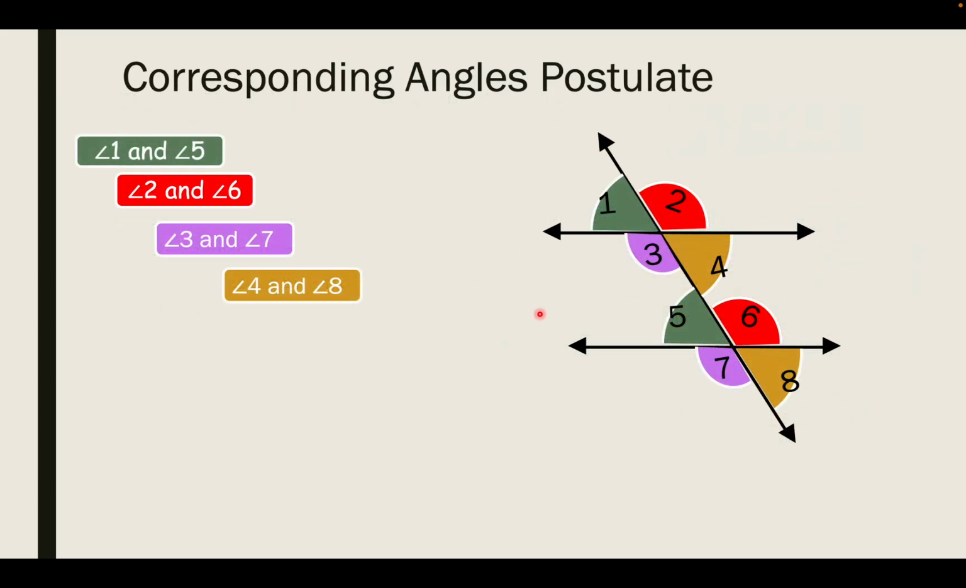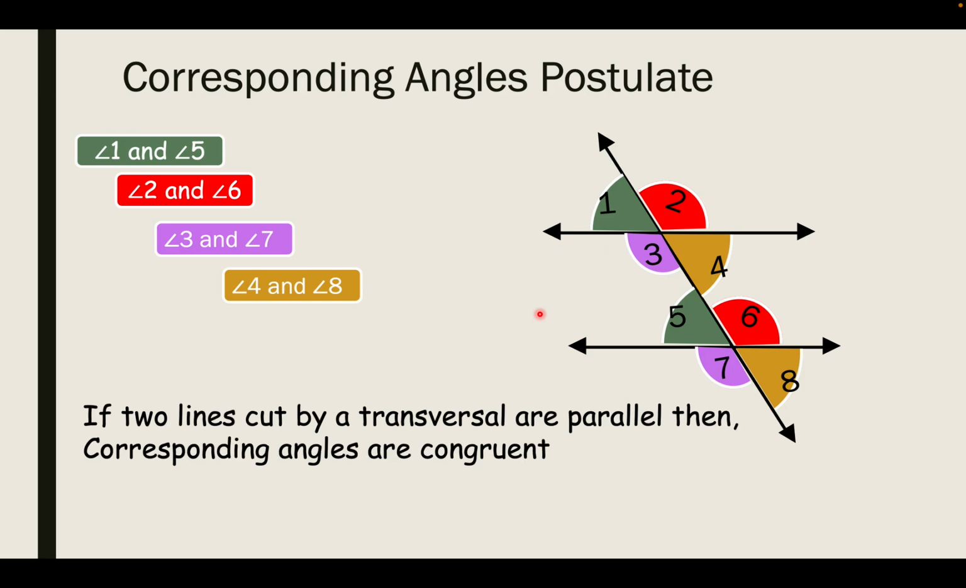So if we remember our corresponding angles, if we look at our postulate, corresponding angles are congruent. So if I knew the measure of angle 1 is 60, angle 5 would also be 60 degrees. If angle 2 was 120, angle 6 would be 120. If angle 3 was 120, angle 7 would be 120. If angle 4 is 60, angle 8 is 60. So all the corresponding angles are the same when we have 2 lines that are parallel.